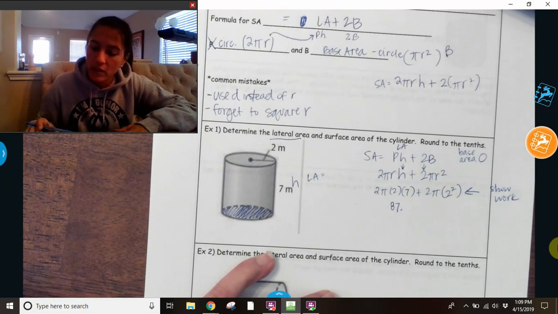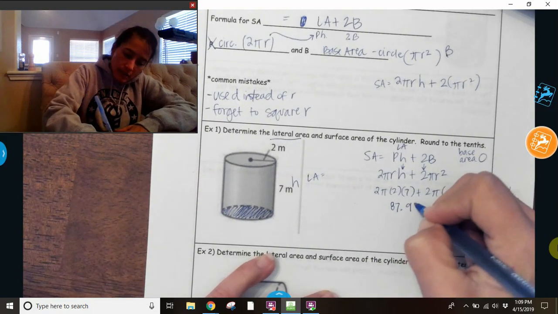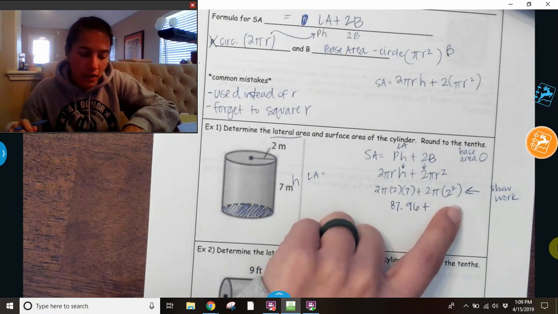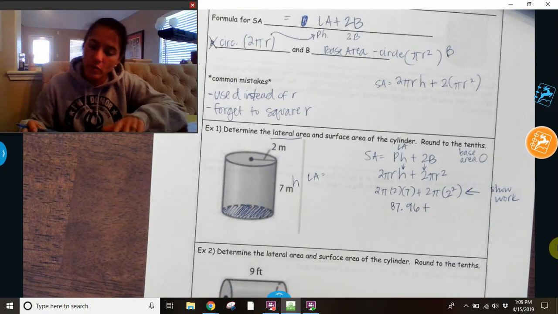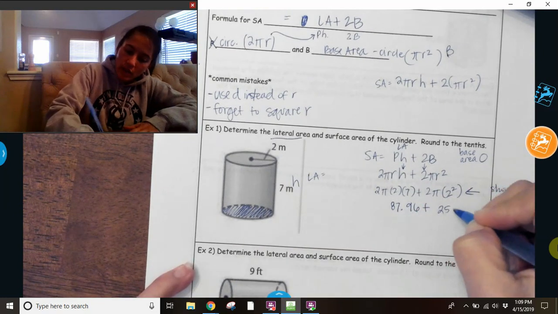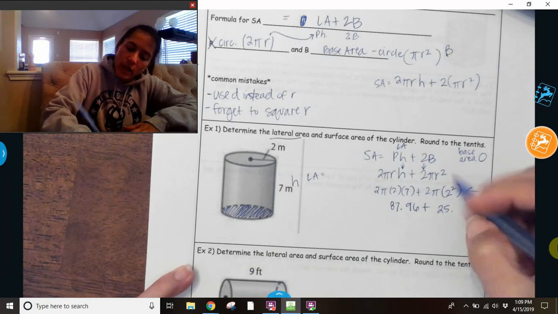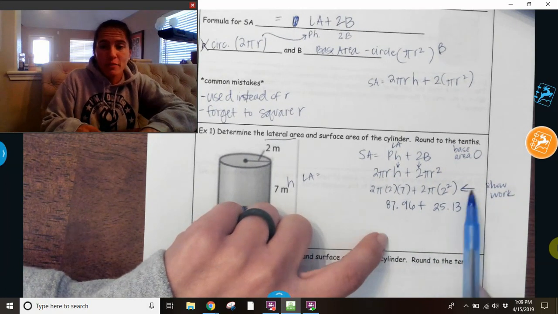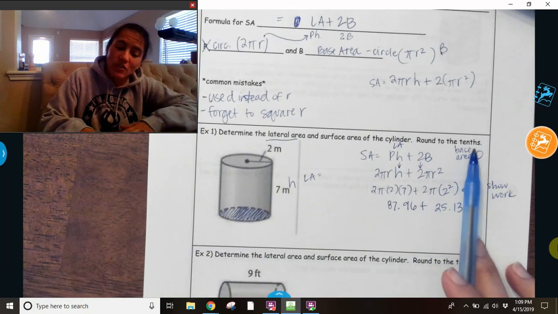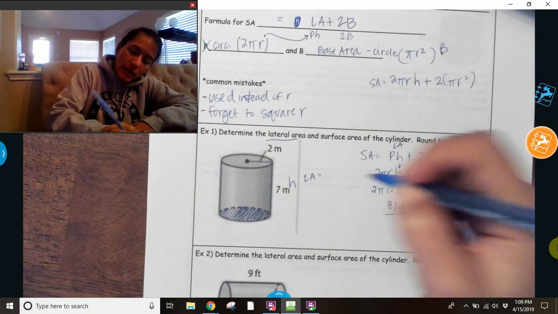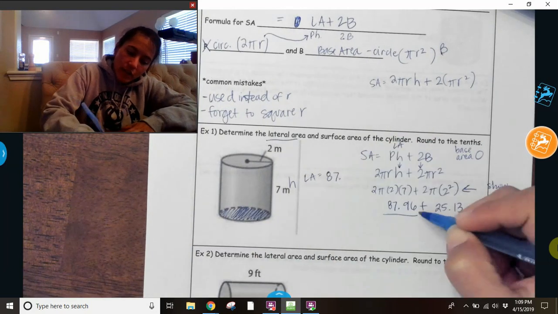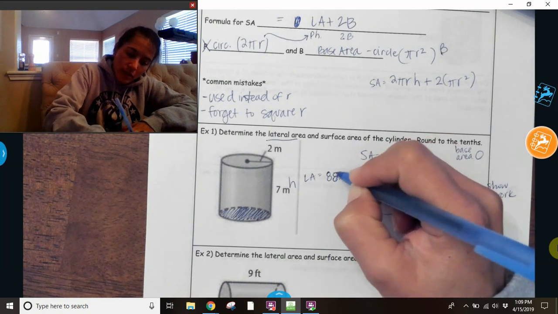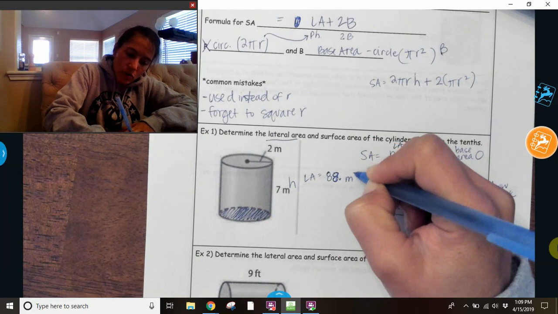So 87.96 plus 2 pi times 2 squared plus 25.13. Now notice I'm rounding to the hundredths, and then I'm going to do my last answer. I'm going to round to the tenths. So here's my lateral area, 87, and that would round up, so 88, about 88 meters squared.